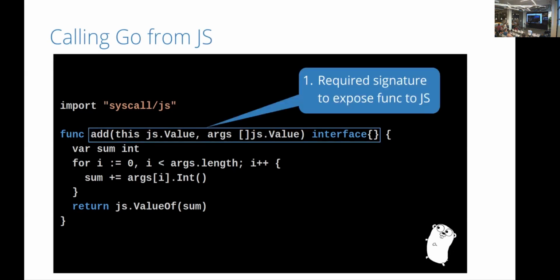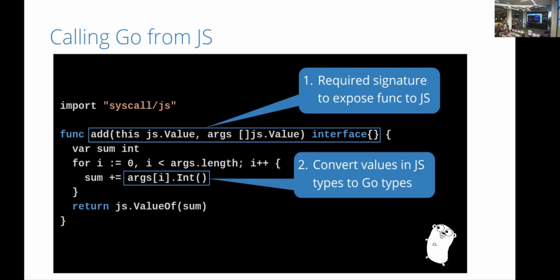All functions that are called from JavaScript need to have the function signature seen here to access JavaScript class fields, as well as accept arguments from JavaScript. The empty interface return type is also required here, though I personally think we should return js.Value types so that we have symmetry between JavaScript typed arguments and JavaScript typed return values.